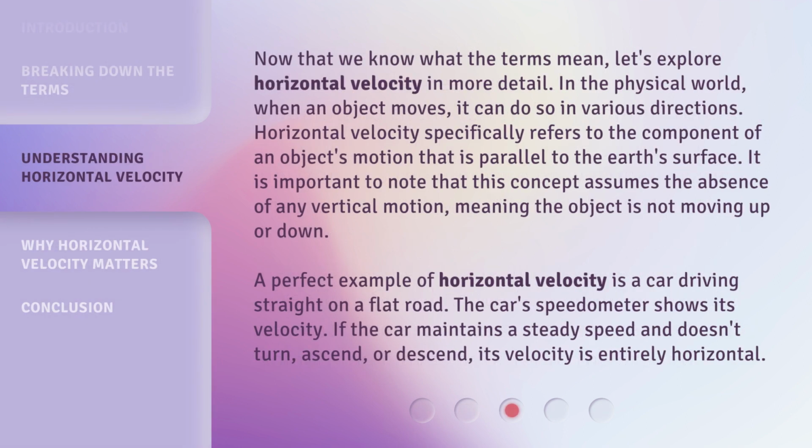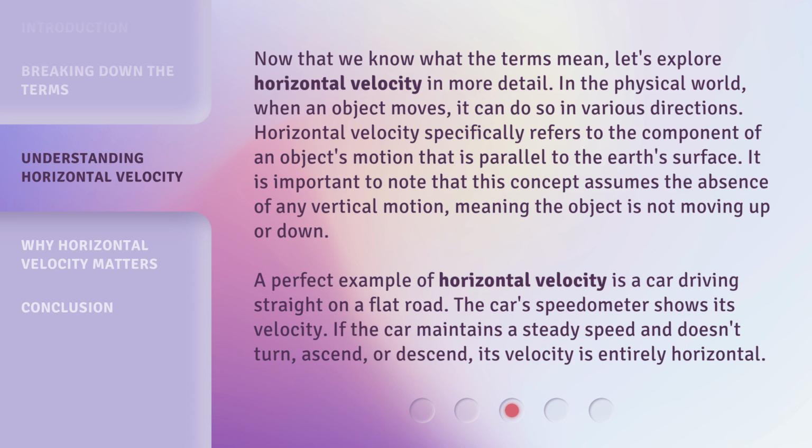Now that we know what the terms mean, let's explore horizontal velocity in more detail. In the physical world, when an object moves, it can do so in various directions. Horizontal velocity specifically refers to the component of an object's motion that is parallel to the Earth's surface. It is important to note that this concept assumes the absence of any vertical motion, meaning the object is not moving up or down. A perfect example of horizontal velocity is a car driving straight on a flat road.